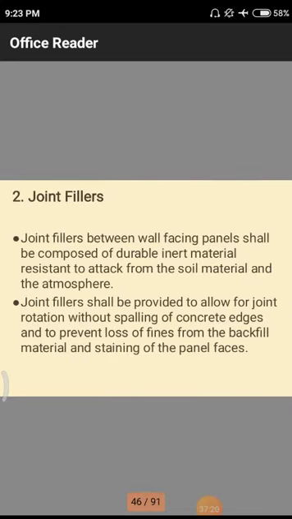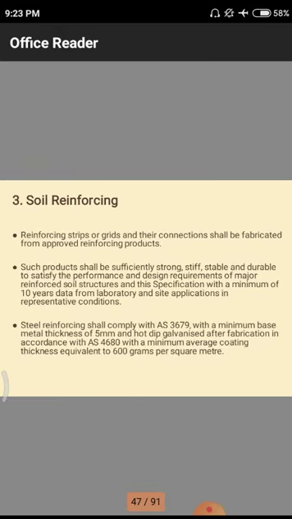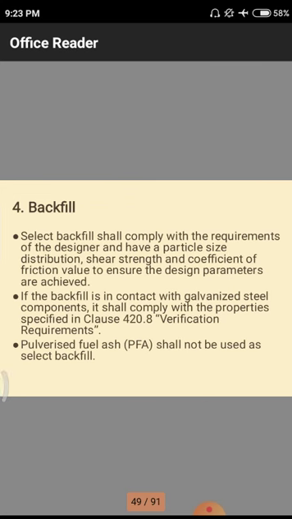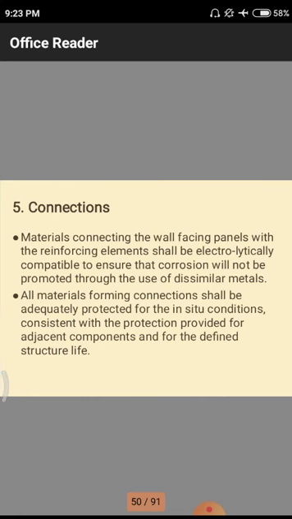The second one is totally related to joint fillers. What is the joint filler? Between the facing element and the reinforcement element, we have some joints. After the connection is made, what do we have to do to stabilize those conditions? And next is related to soil reinforcing, different elements for soil reinforcement, and different standards. After that, we have to go for the backfill. Above the soil reinforcement, we have to go for the backfill. After the backfill is also over, we have to go for connections between the facing elements and bars.